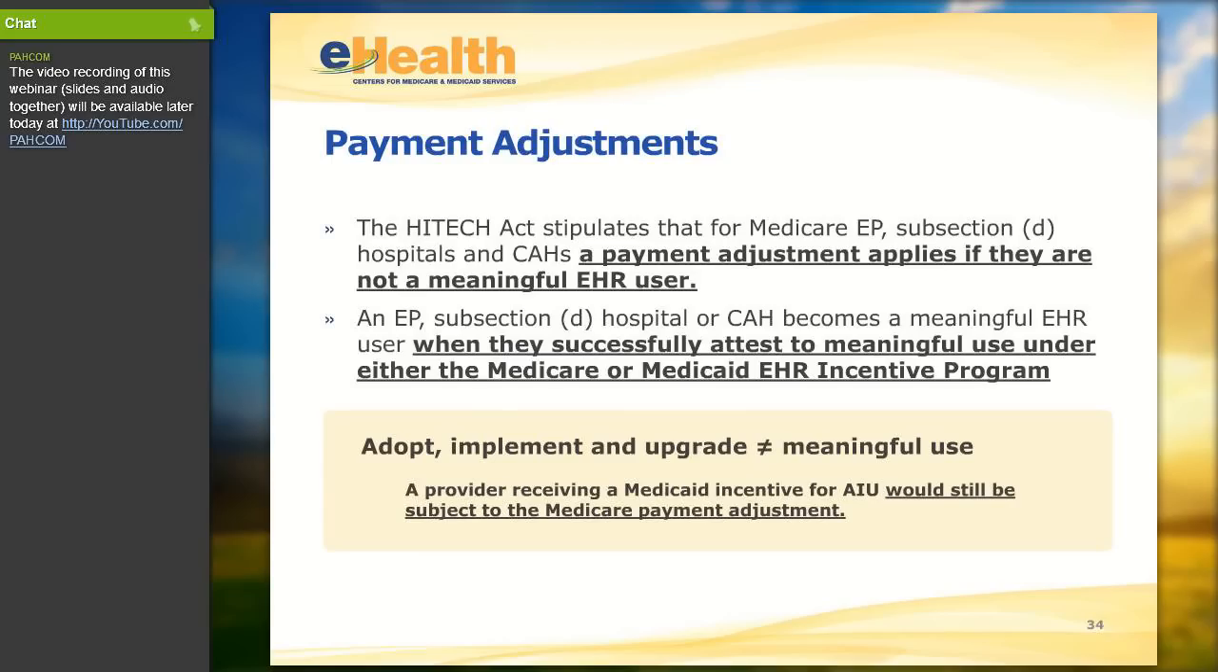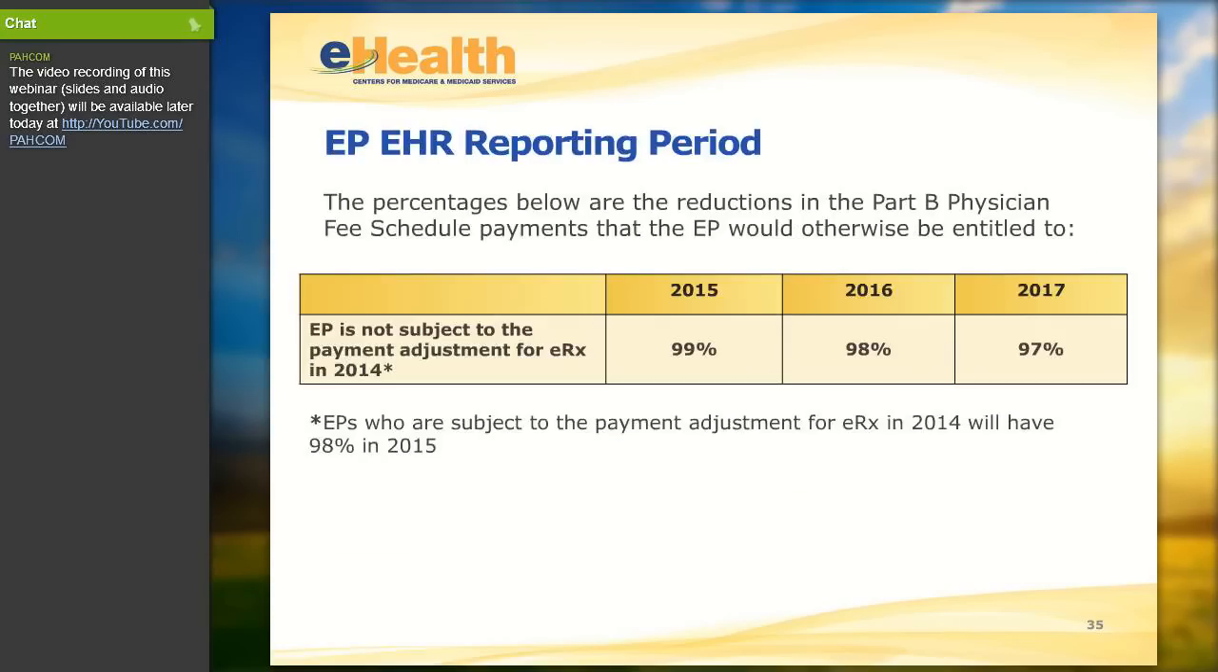So payment adjustments apply if you are not a meaningful user. If you demonstrate meaningful use under either Medicare or Medicaid, it is okay. We just need you to demonstrate meaningful use under one of those programs. But it has to be a demonstration of meaningful use. If you are receiving an adopt, implement, upgrade payment through Medicaid, but you also have Medicare patients, that's not meaningful use, and you're going to end up with a payment adjustment against your Medicare claims.